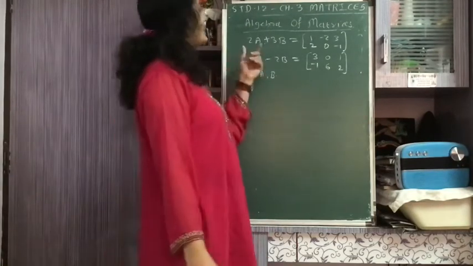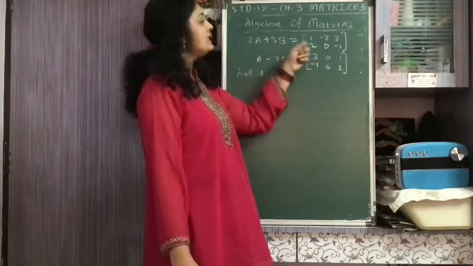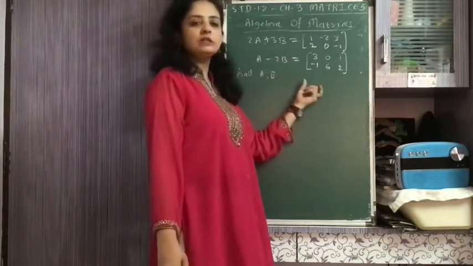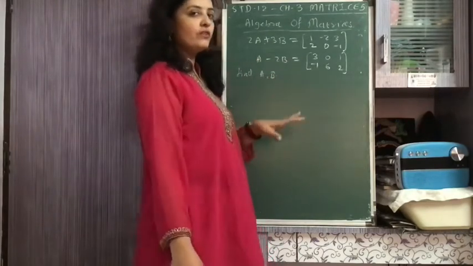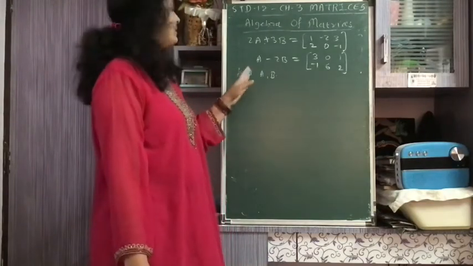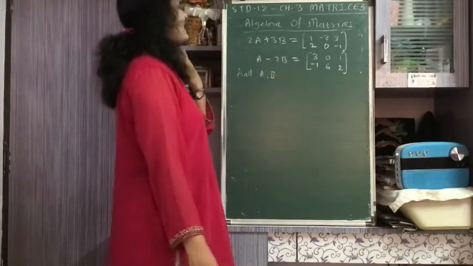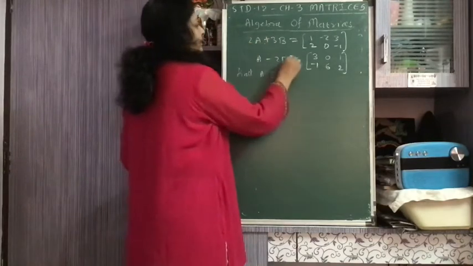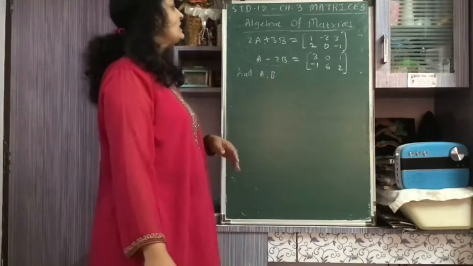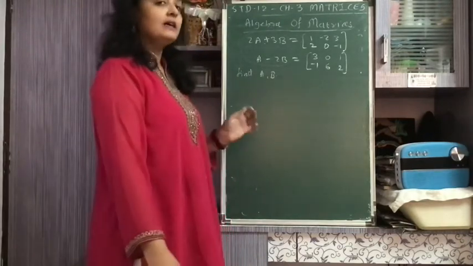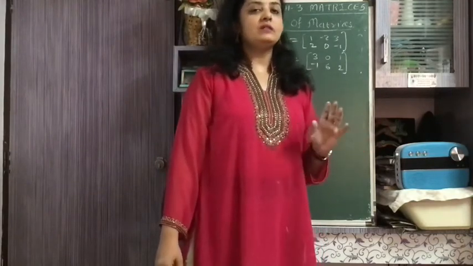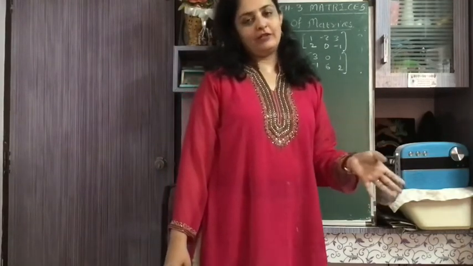Now you can see student here 2A plus 3B is giving you a matrix of order 2 by 3. A minus 2B is also giving a matrix of order 2 by 3. So it is obvious that A and B are also of the same order, 2 by 3. We want to find A and B. Student, if you observe this, it looks quite similar to the linear equations which you have studied last year. In 10th standard you studied linear equations, and there you studied the elimination and substitution methods for linear equations.